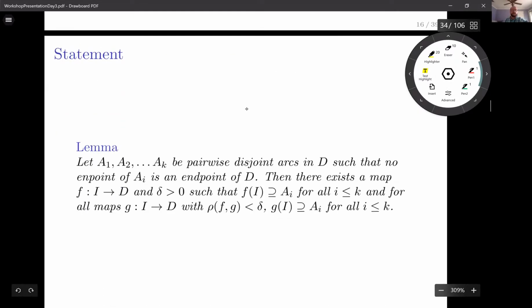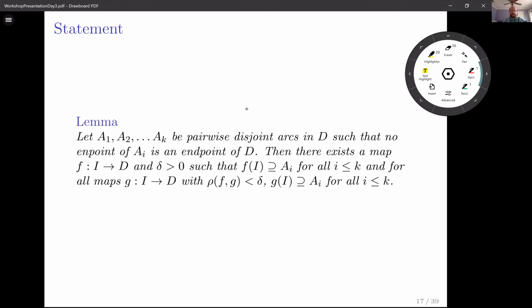but we're going to give a really great sketch of how this is done. All right, so in order to start, we first have this lemma. Okay, so the lemma says that if I take some finitely many pairwise disjoint arcs A_i in a dendrite D, such that no endpoint of A_i is an endpoint of D, then I can map an interval into D and find a delta greater than 0, such that F of that interval contains each A_i, and any map G which is sufficiently close to F also contains all of those A_i.